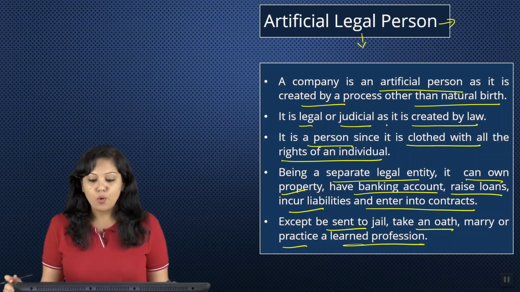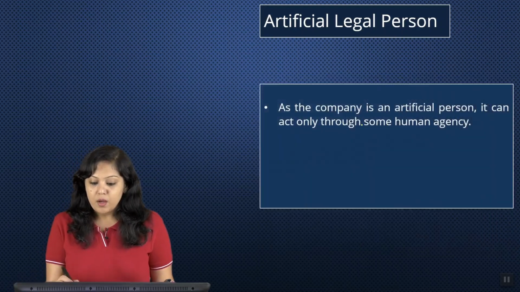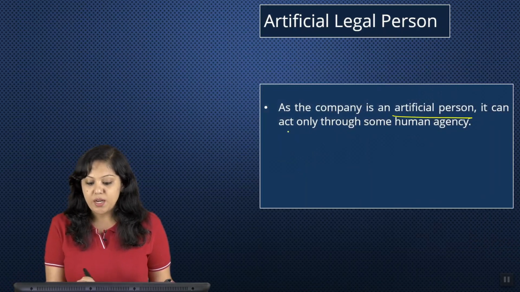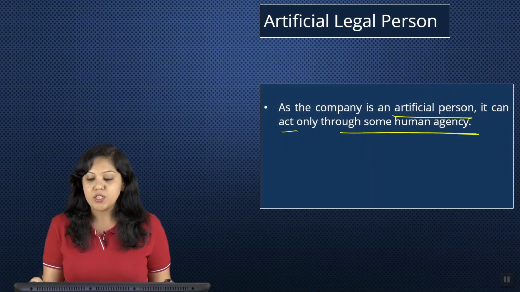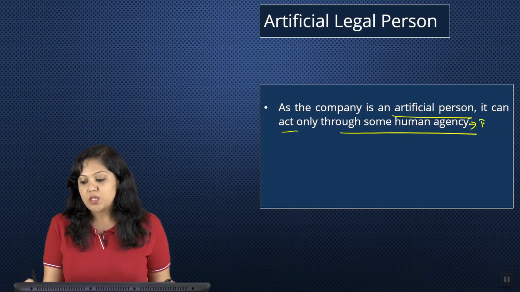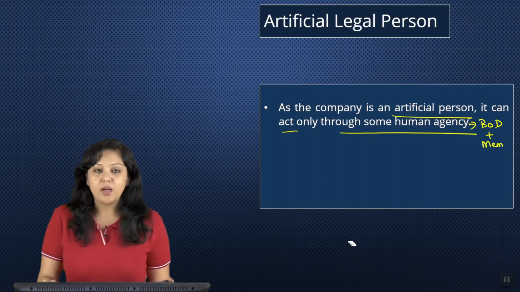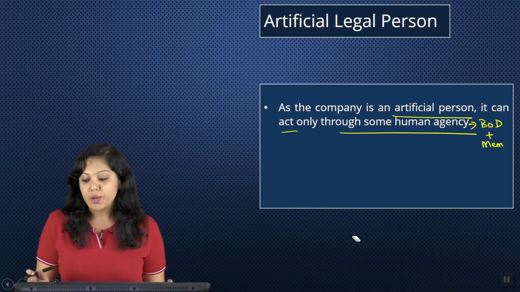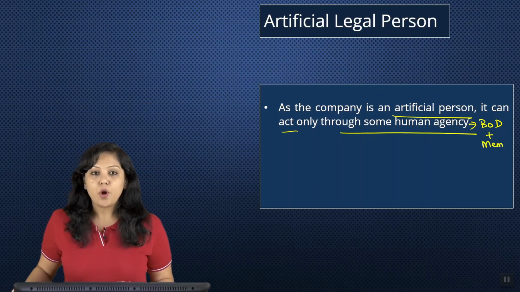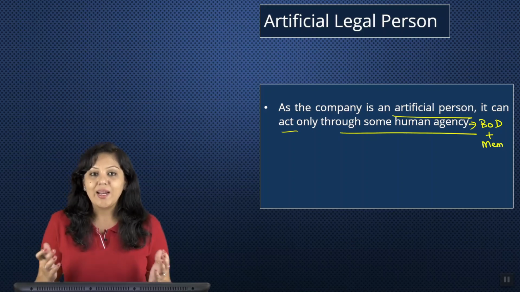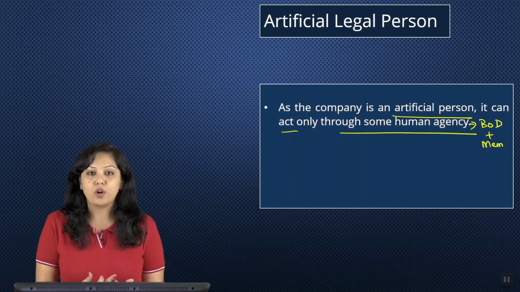Moving on to the next one. As a company is an artificial person, it can act only through some human agency. Now, who is this human agency? That is the board of directors plus members. Now, I told you members cannot take part in the day-to-day affairs of the management because there is no such provision given in the Companies Act. They have to appoint directors and collectively all the directors are called the board of directors.